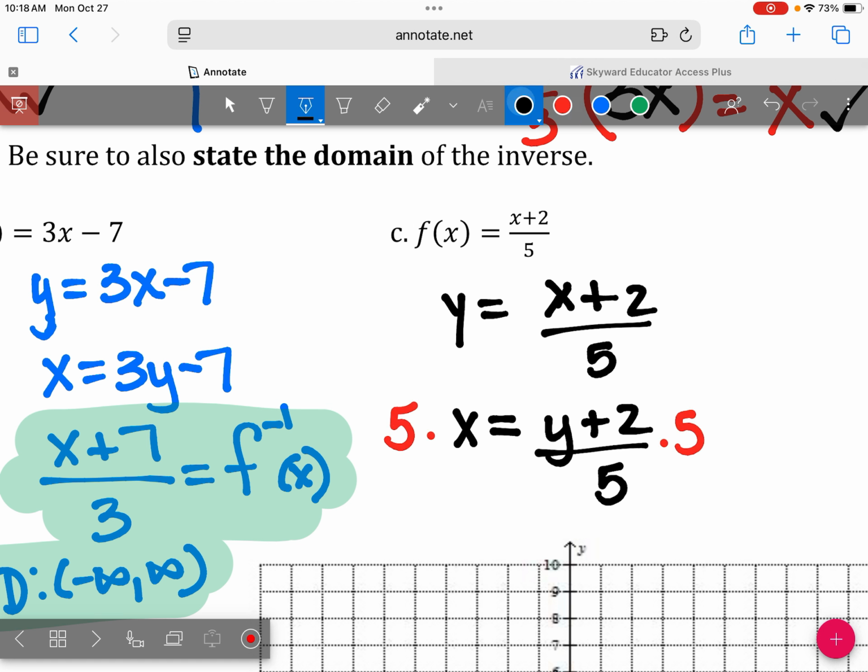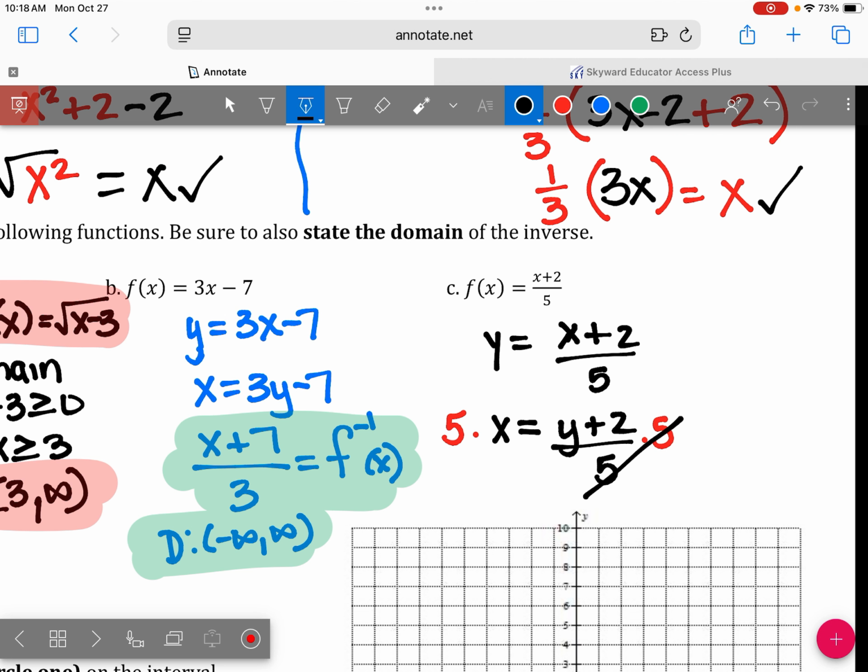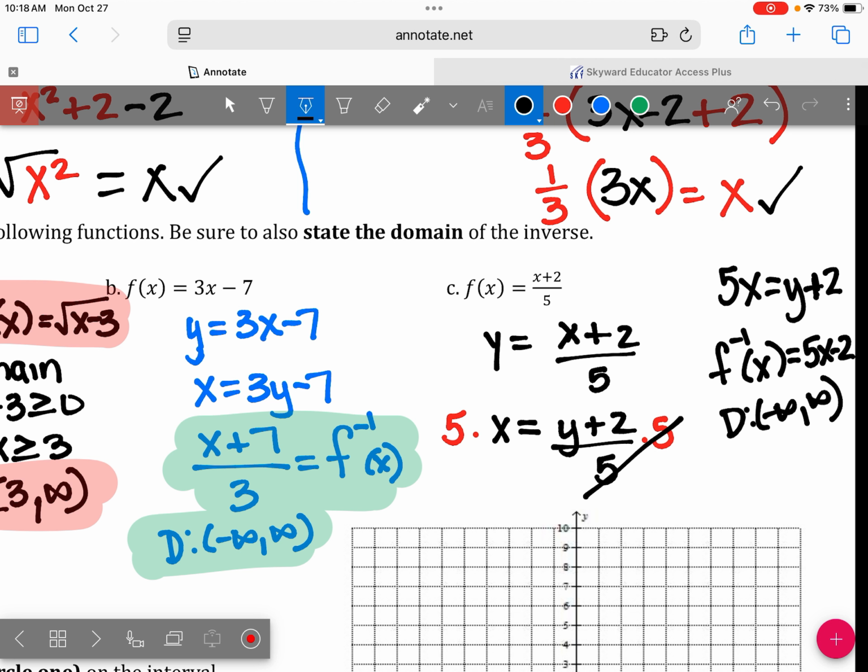And that cancels out my denominator. It leaves me with 5x equals y plus 2. Subtract the 2, and my inverse function is 5x minus 2. And my domain, again, there aren't any red lights, is all real numbers.